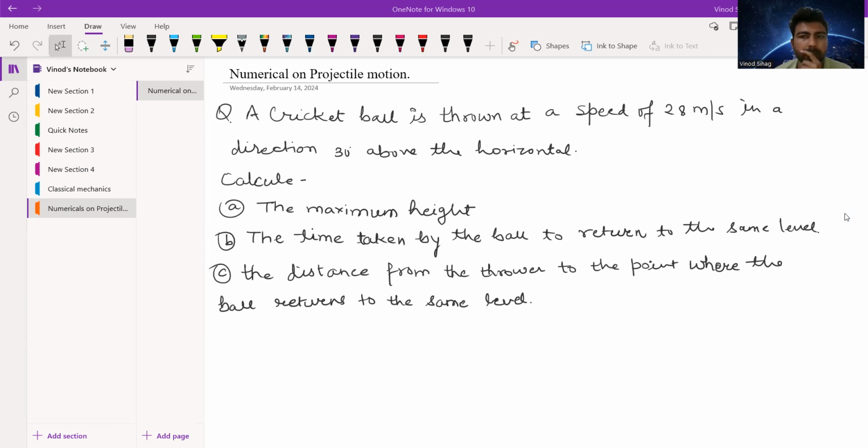And based on these data, we have to calculate the maximum height, and in second part the time taken by the ball to return to the same level, and the distance from the thrower to the point where the ball returned to the same ground level. Okay, so first of all, if we start with the diagram, then it will be more easy for you to understand. So the solution, I'm starting here.